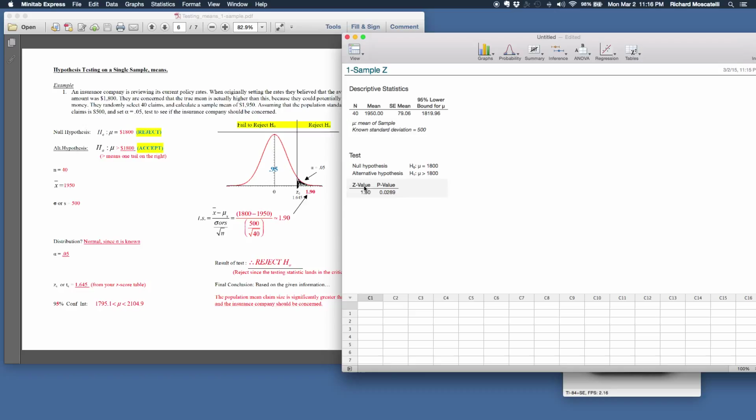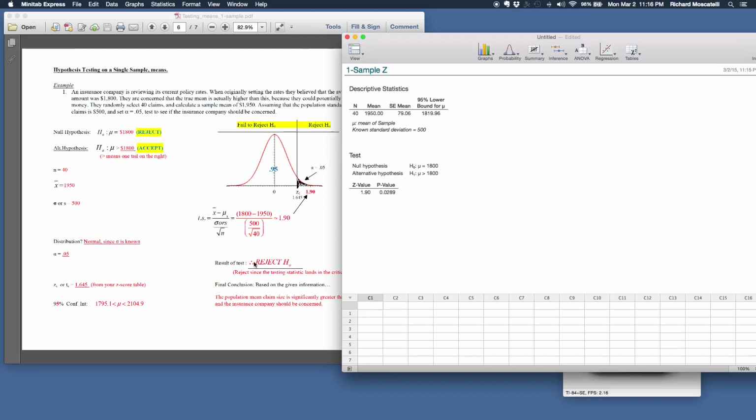The Z-value, well, that's your testing statistic. Remember, it's a Z-score. That's 1.9. All right, there it is. Also, look at the p-value, 0.0289. This p-value right here is smaller than the alpha level. And when the p-value is smaller than alpha, that means the testing statistic lands in the critical region, and therefore you reject the null hypothesis.